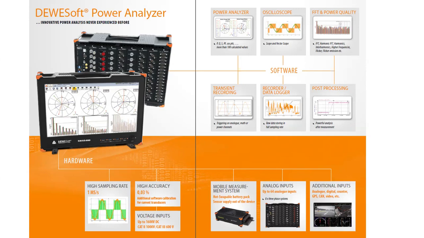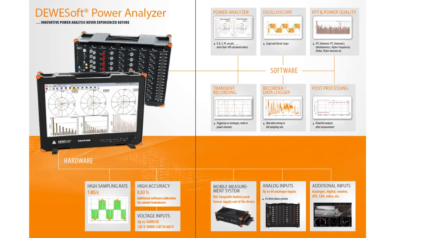Then we can trigger also on analog, math, or power channels, for example, to record voltage drops or current drops. Then we have the data logger functionality and recorder functionality, so we can store the raw data in full sampling rate. And we have the post-processing functionality, which means that we can add or delete calculations afterwards.